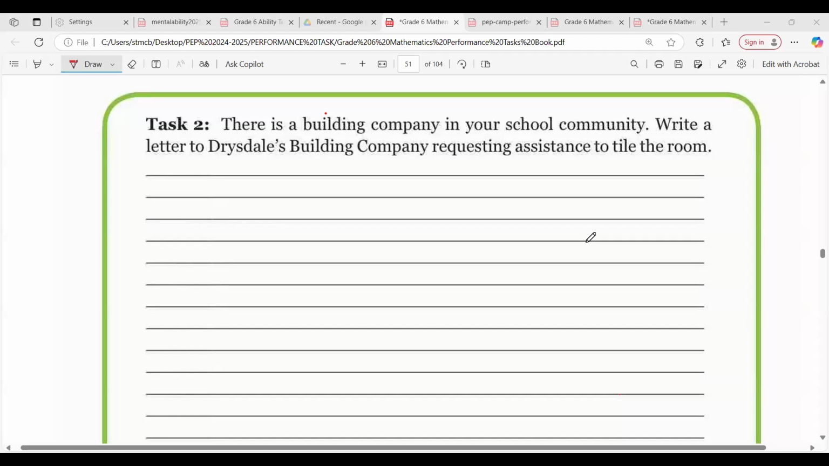contribute to growth and development of our community. This partnership will provide our students with a safe and comfortable learning environment, support the local economy, and promote community development, foster a positive and collaborative relationship between our school and Drysdale Company.